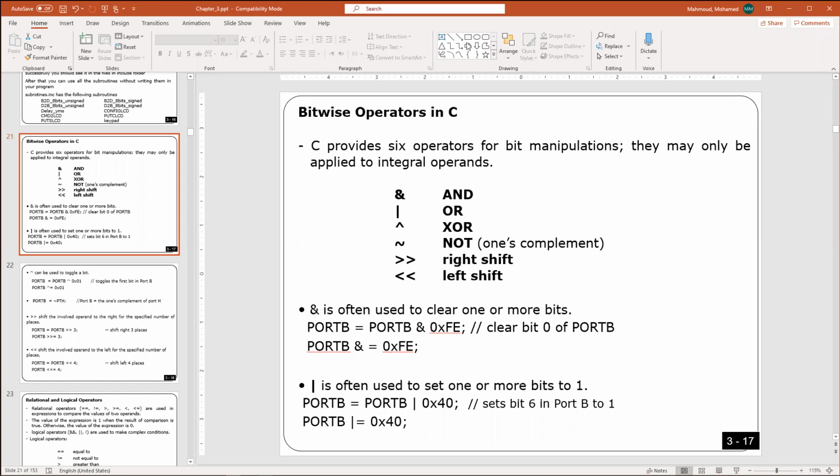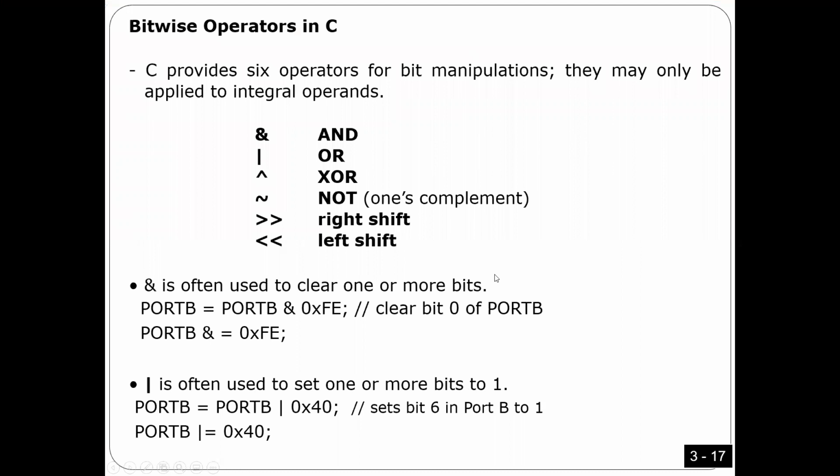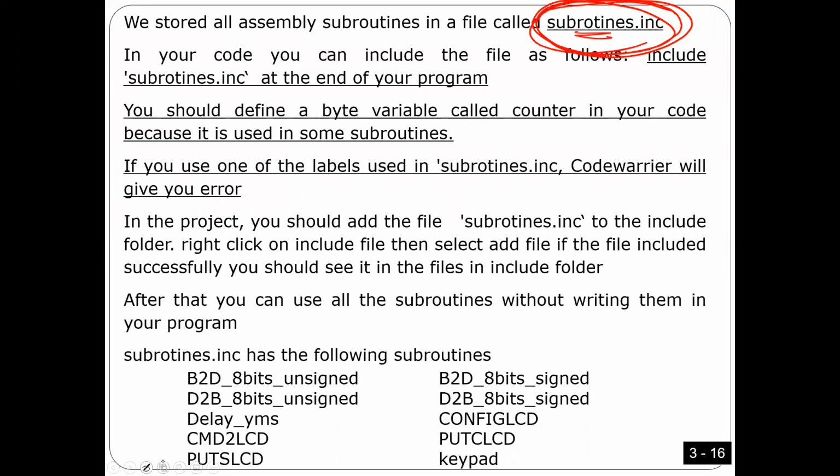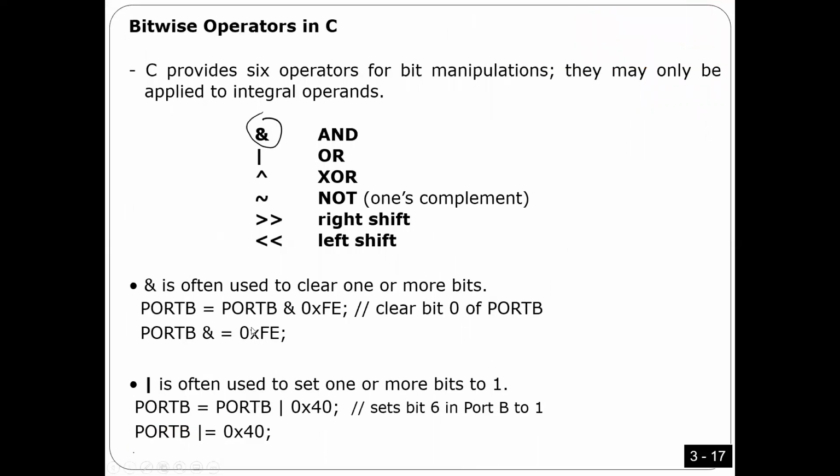So now I'm gonna explain how we can do the same thing, the flashing LED, but using C language. Okay, so here in C language we have some operators. So this operator is actually a logic. Let me make the color. So in C language, we have some operators you need to learn.